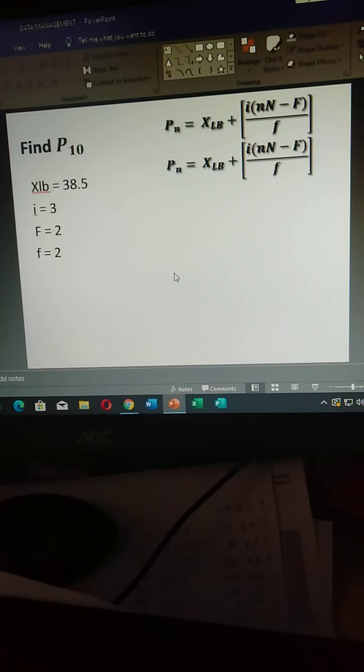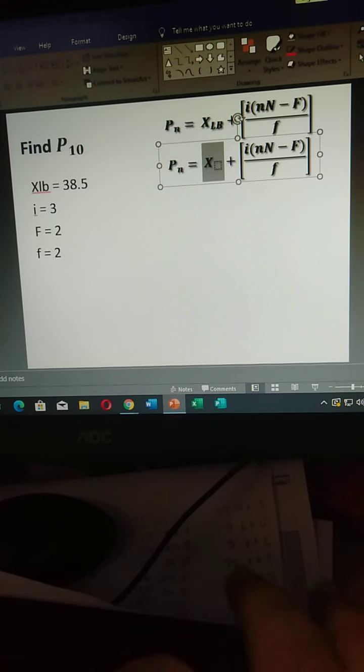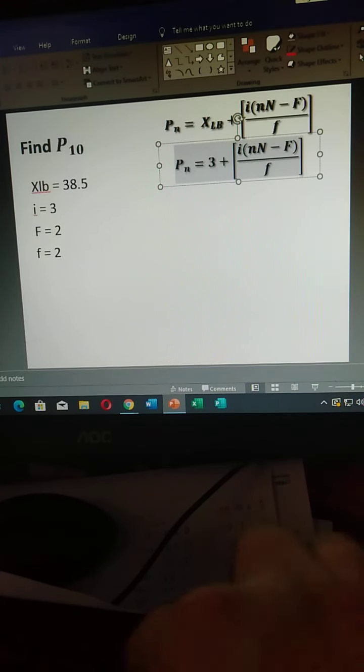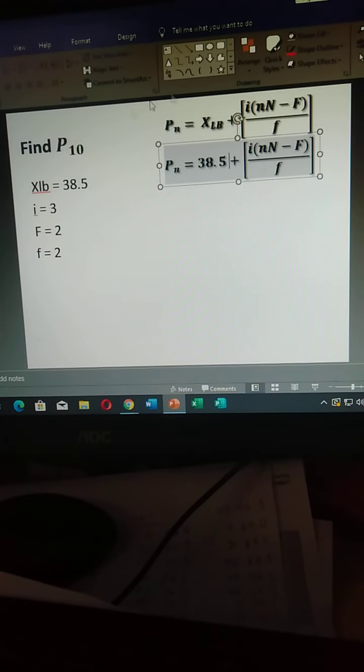Since we have it, let's input it in our formula. Our XLB is 38.5. What is our answer here? It's correct, it's 4. How about our interval? How many is our interval again? Correct, it's 3. How about our capital letter F? Correct, that's 2, and that's given.